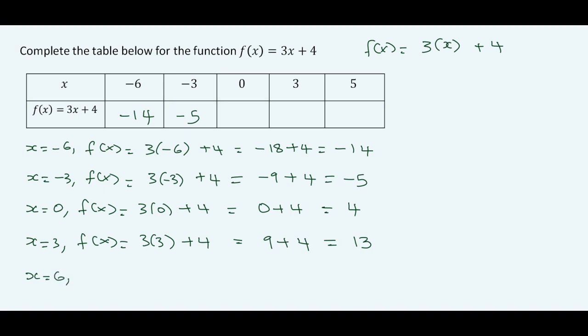X equal to 5. So f of x is going to be equal to 3 multiplied by 5 plus 4, which is 15 plus 4, which is 19. So this is 4, 13, and 19.